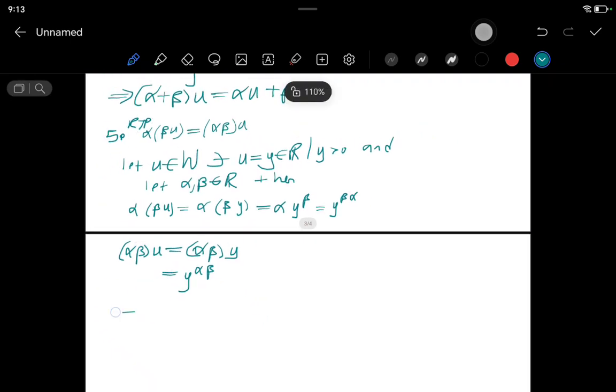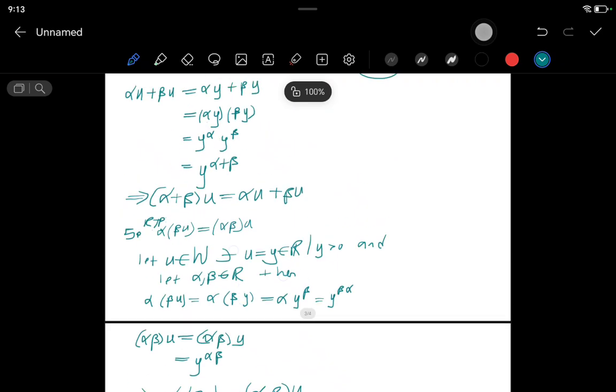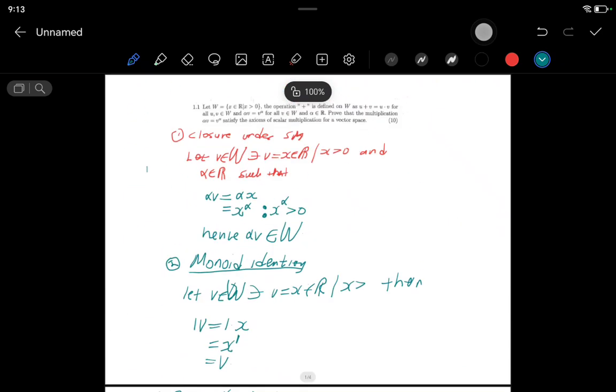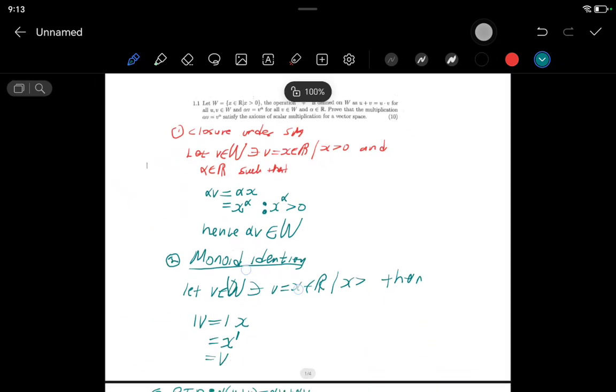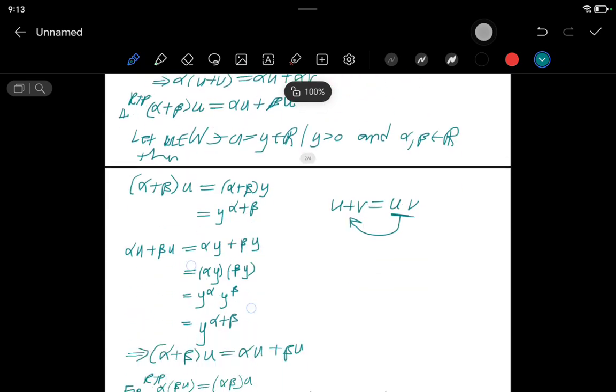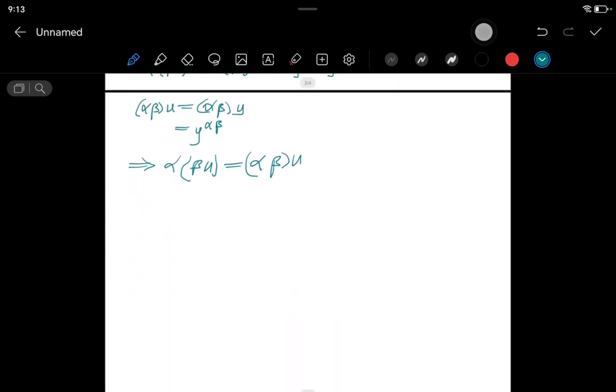This shows that alpha, beta u is equal to alpha, beta u. Now, since these have been met, we have shown what the question asked, to prove the multiplication, so it satisfies the axiom of scalar multiplication for a vector space. Then you can conclude that it does indeed satisfy the multiplication of that. Any question? Let me just stop this.